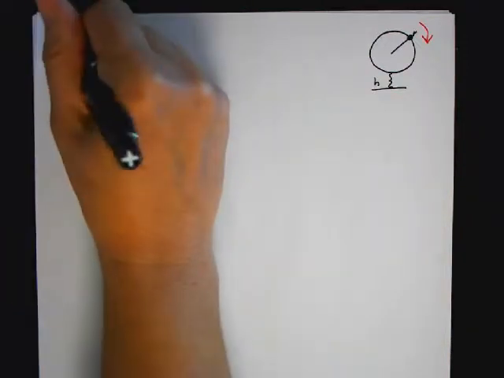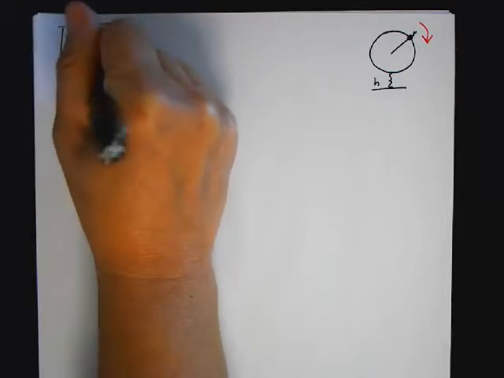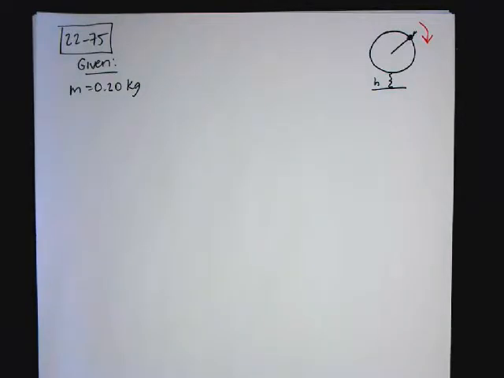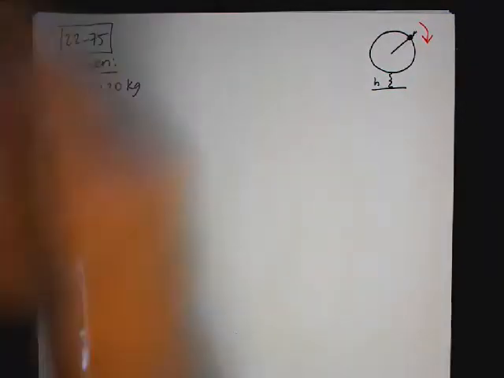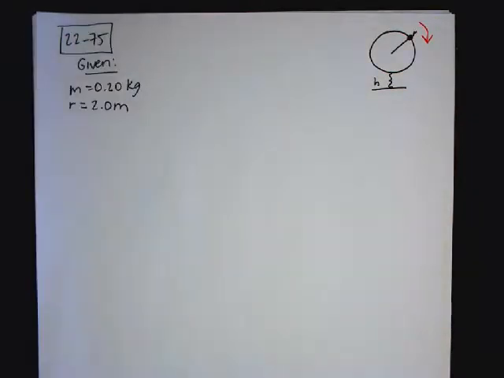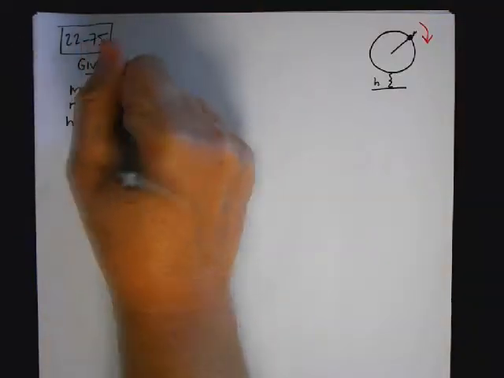A ball, so I'm going to write my givens. The mass is equal to 0.2 kilograms, and I'm going to chunk it because I want to write down all the important stuff, so I'm going to read it step by step. It's tied to a string and swung in a vertical circle. So the radius is 2 meters. The bottom of the circle is 1.5 meters above the ground.